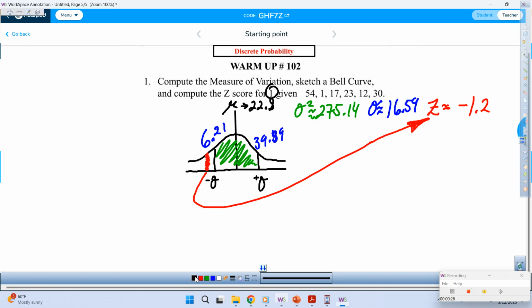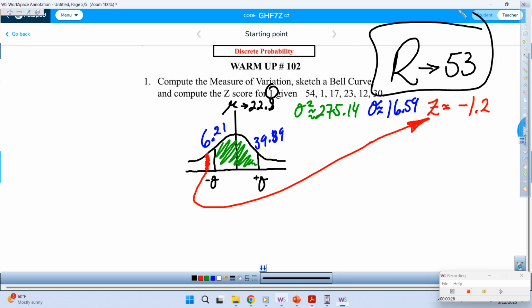Are we done with measures of variation? Which one are we missing? Everyone, what is the range? 53, that is correct. All right.